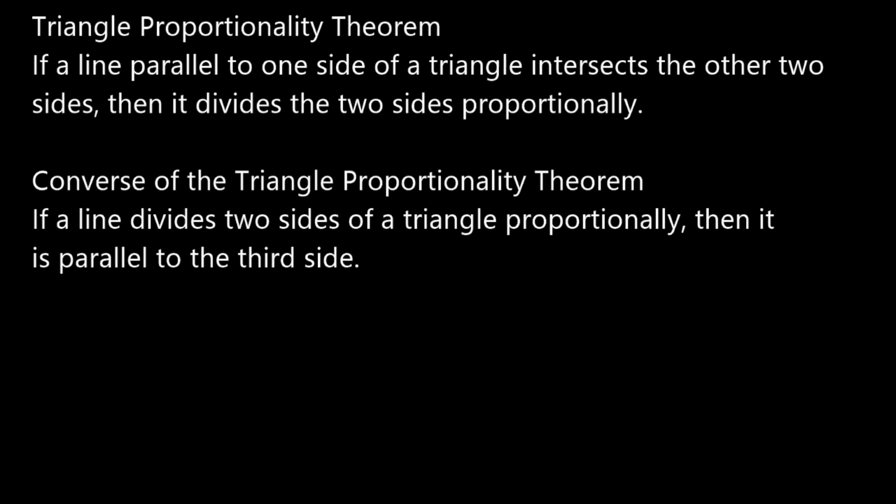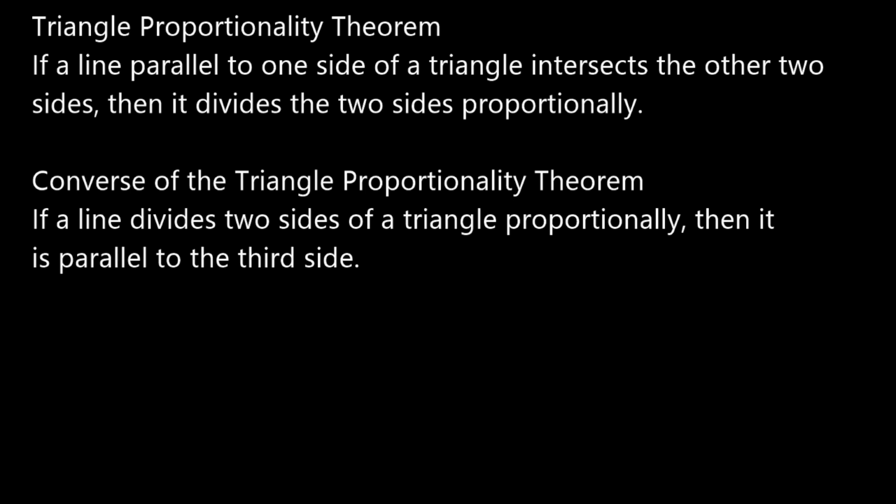So, I'm going to throw some theorems at you, and they're going to be confusing at first because they're just going to be words. But then once we put some diagrams to them, it'll make a lot more sense. So the first two theorems go together because I have a theorem and then I have the converse of it as well. And so the first one, the triangle proportionality theorem, says that if a line parallel to one side of a triangle intersects the other two sides, then it divides the two sides proportionally.